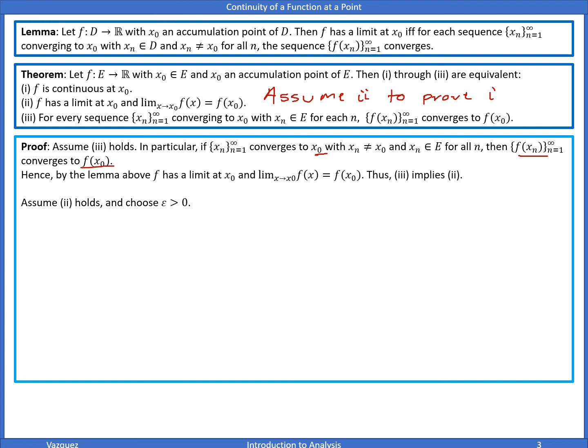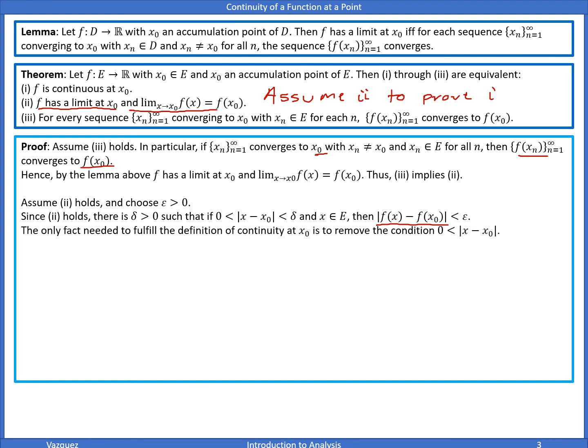So by the limit definition, we're going to bring in epsilon. Choose epsilon greater than 0. Since two holds, since there is a limit at that point, there is a delta greater than 0, such that if 0 is less than the difference between x and x naught, and that's less than delta, then the difference between f of x minus f of x naught is less than epsilon. We're just getting this from the limit definition up here: f has a limit at x naught. We're just stating the definition. This is the tool we have. So we're going to show that one is true.